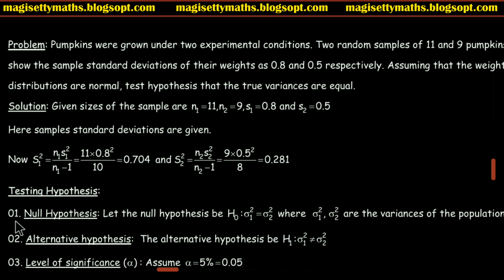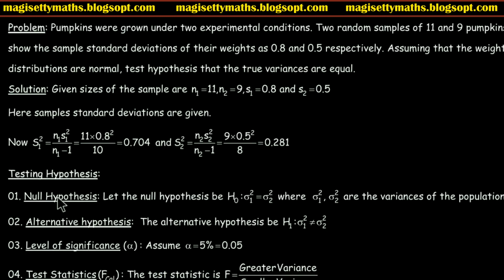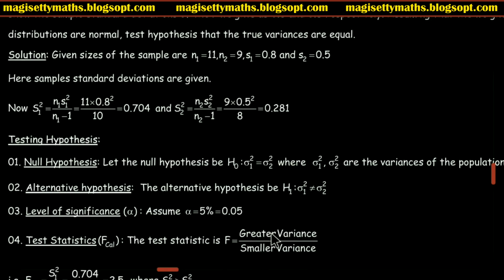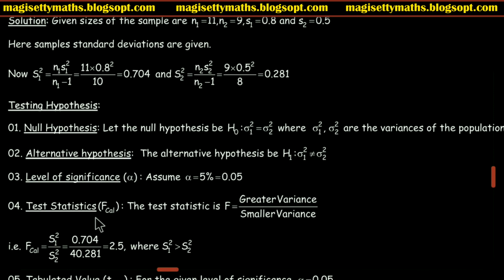Now the test of hypothesis. Let the null hypothesis be H0: sigma 1 square equals sigma 2 square. That is, there is no significant difference between two population variances. The alternative hypothesis is the complement of the null hypothesis, that is H1: sigma 1 square not equal to sigma 2 square. Now coming to the level of significance, not given, so assume alpha equals 5%, that equals 0.05.